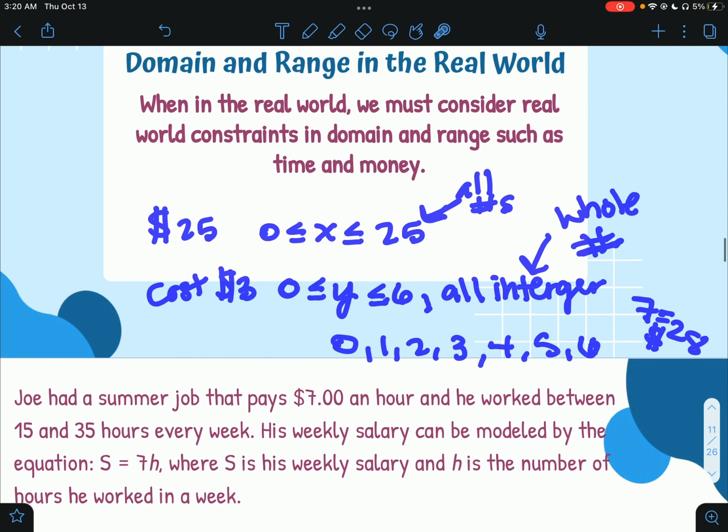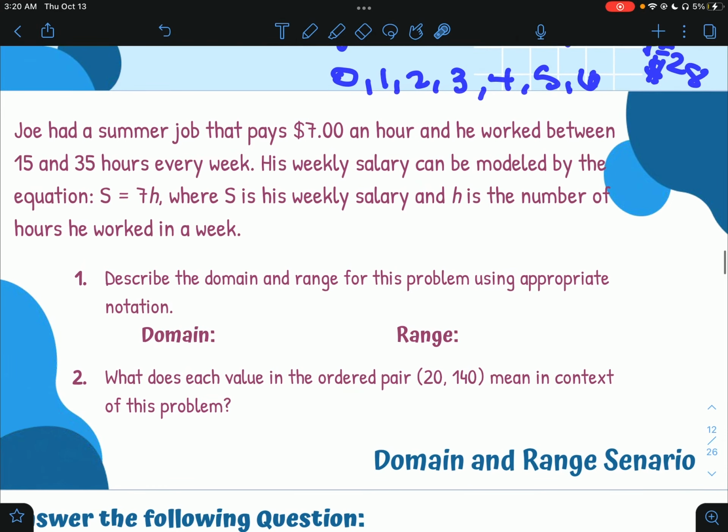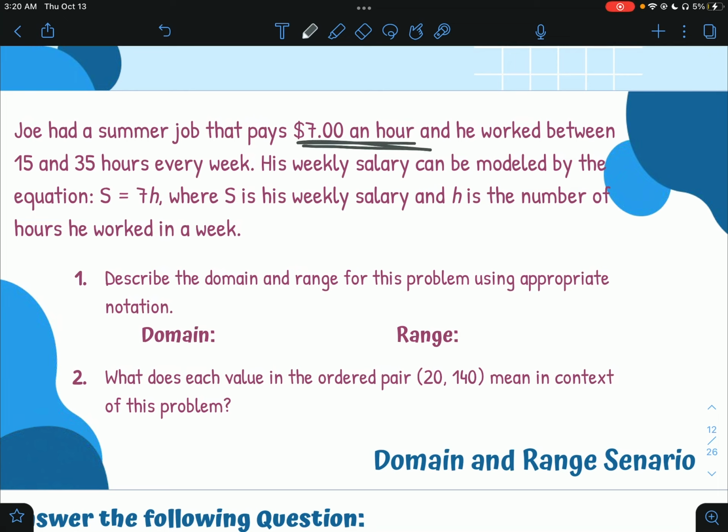So using that knowledge, let's take a look at this scenario where we have Joe. Now, I want to say a couple of things. One, I understand $7 an hour is super cheap. But this would be how much money he takes home after taxes. Let's say his actual salary is probably $10, $12 an hour. But he only gets to take home $7. It says take home pay.